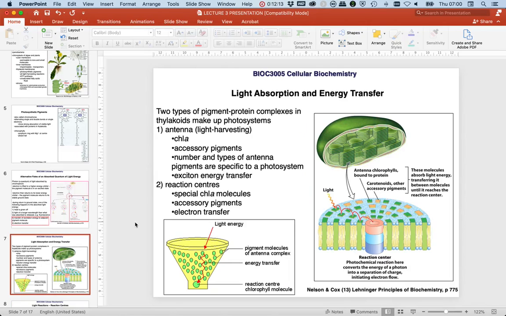So this next slide is definitely one that I used in BIOC3005 to basically illustrate that there are 2 types of pigment protein complexes in the thylakoids, and they make up what are known as photosystems. Okay, so photosystems are large systems made up of antenna complexes or light harvesting complexes, and also reaction centers. So the light harvesting complexes take in the light energy from the sun.